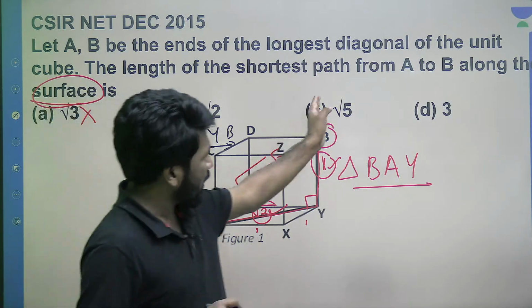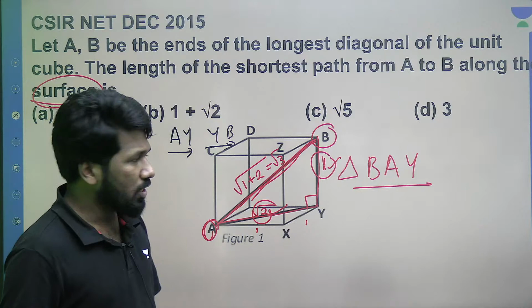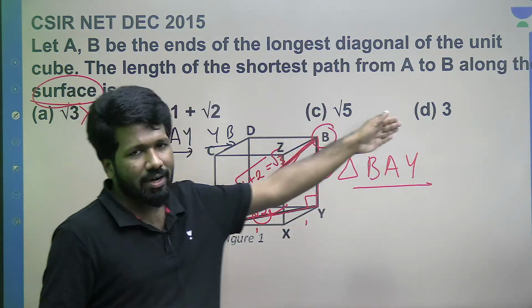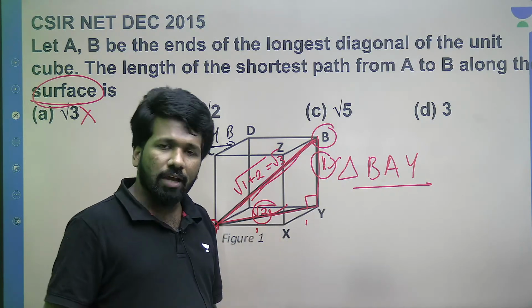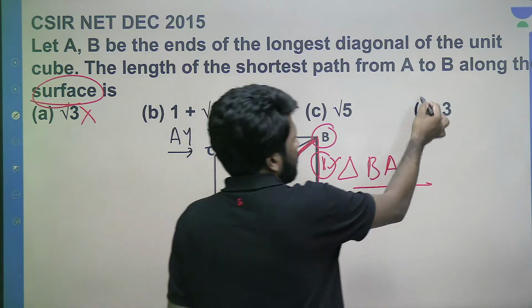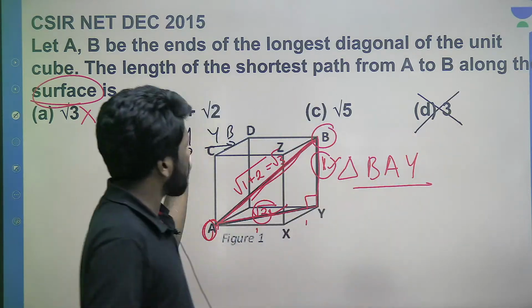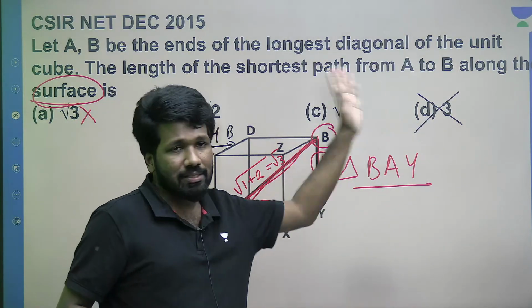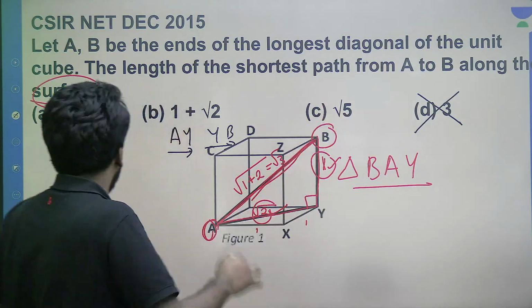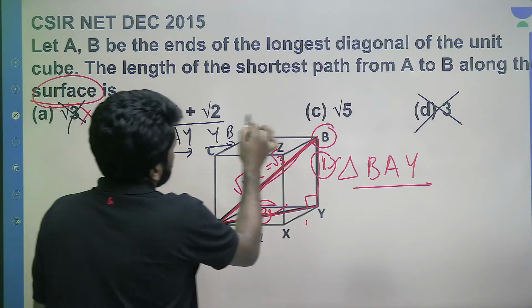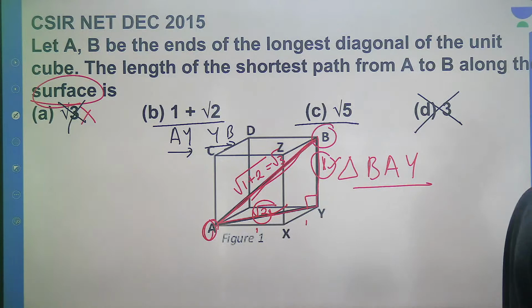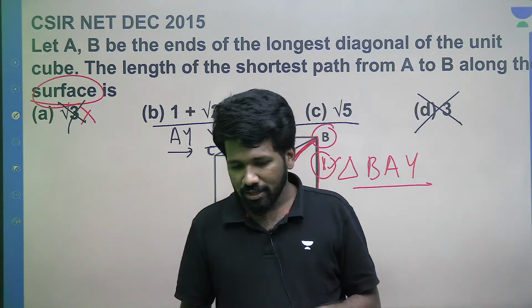But let us explore other options also. Is it possible? Anyway, 3 can be avoided because 1 plus √2 is already less than 3. Whether 3 is a possibility or not, there is no problem there, because 1 plus root 2 is already possible and that is less than 3. So the only choice remaining is root 5. Root 3 is impossible. 1 plus root 2 and root 5: we have to explore whether root 5 is possible or not.